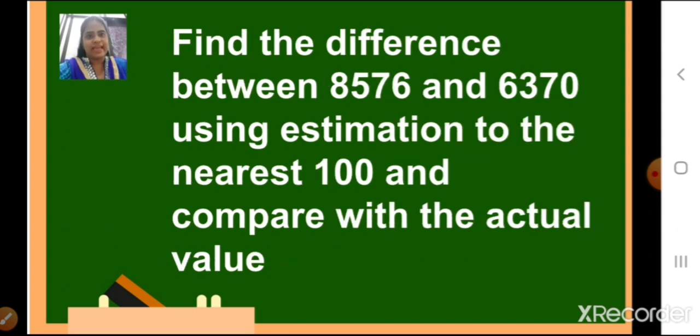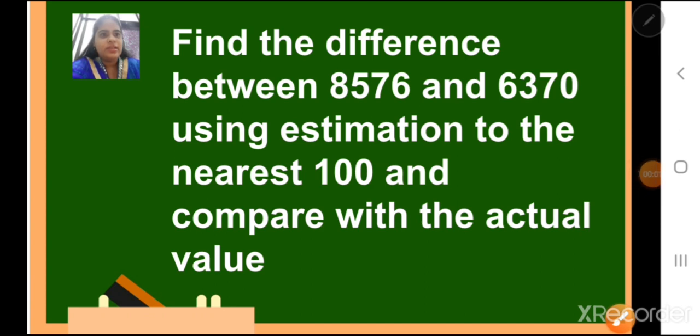Children, let us take an example. We have to find the difference between 8576 and 6370. Now, using estimation to the nearest 100 and compare with the actual value. So children, in this question we have to find the difference, which is our actual value. We also have to find the estimated value. How we will find estimated value? By rounding off the number to nearest 100, and this is already given in your question.